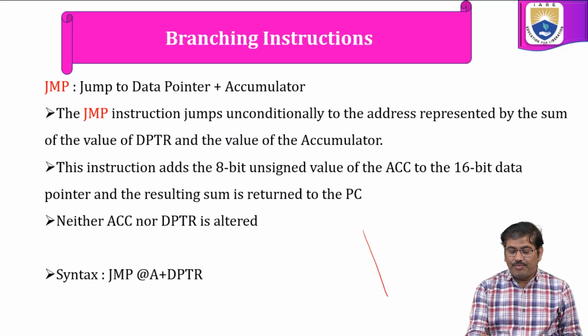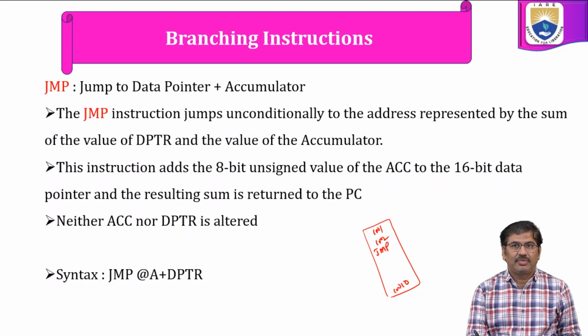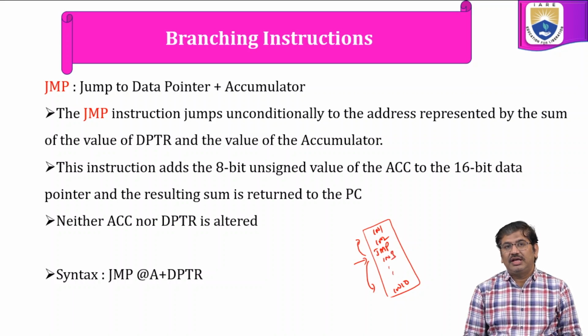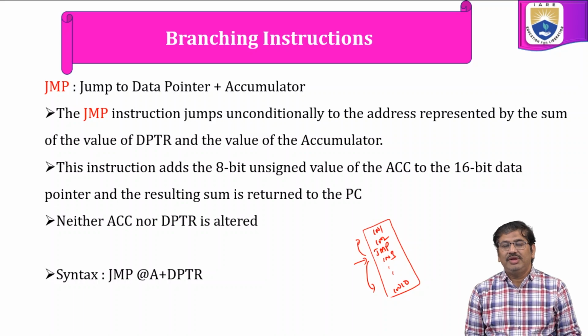If we have a program, let us consider a few instructions, and somewhere here we write a jump instruction. When this jump instruction is executed, the control may be transferred to the previous instructions or the next instructions which follow the jump instruction. Depending upon the address pointed to by the addition of the accumulator contents with the DPTR, the new location will be fetched.